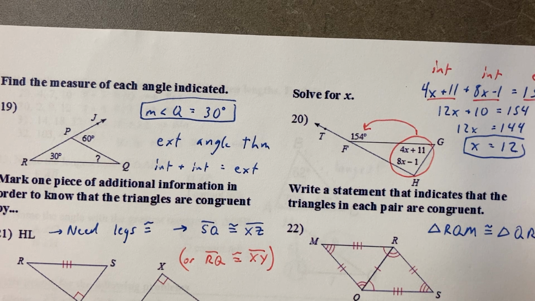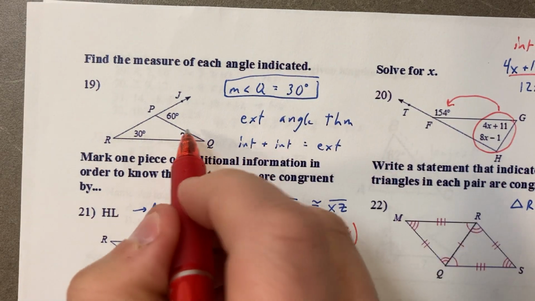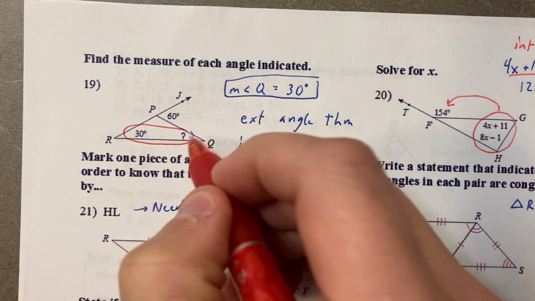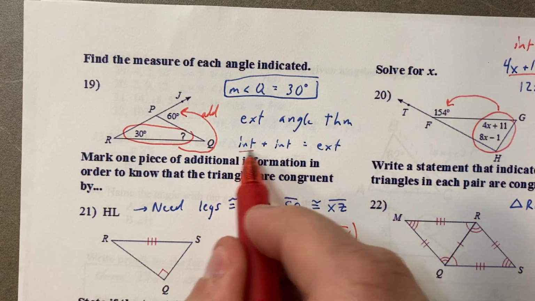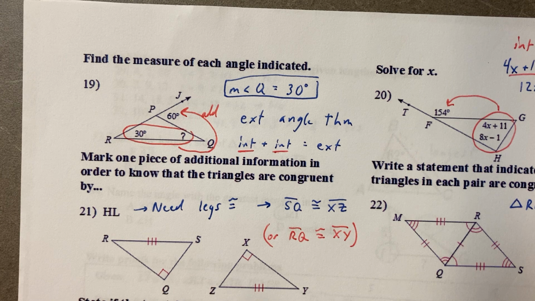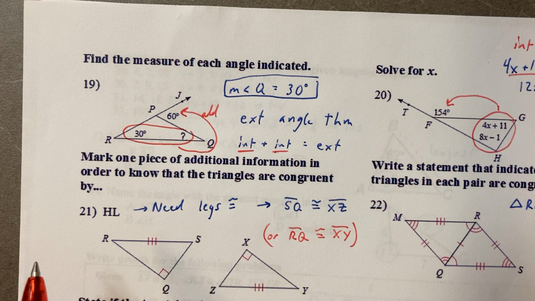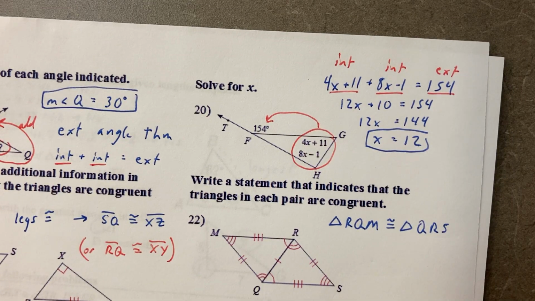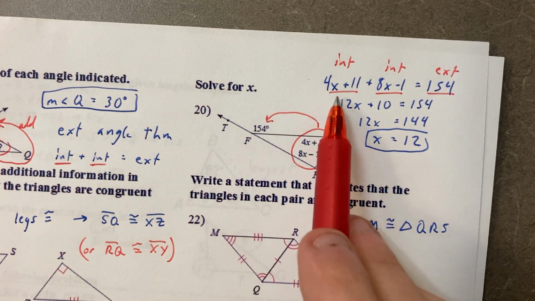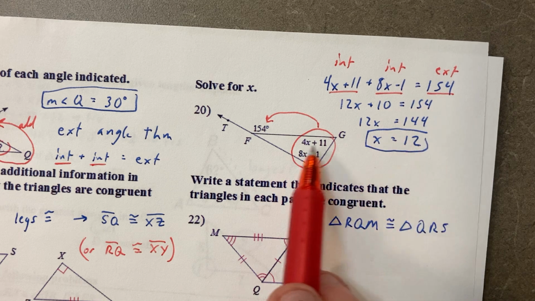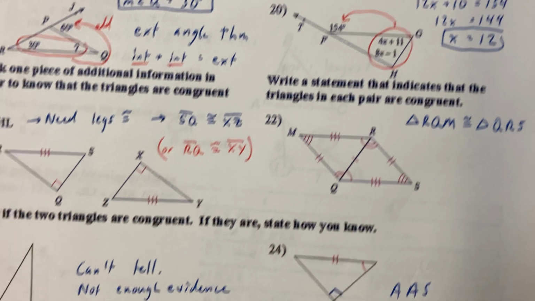Don't forget the exterior angle theorem, which says if I take these two inside angles, it will add up to the outside angle. Don't forget that. The two interiors add to the exterior, which is why I can just say this is 30. 30 plus 30 has to equal 60. Over here, do the same thing. The two interiors will add up to the exterior. That's why I did that plus that equals 154. That plus that equals 154. Solve it, you get x equals 12.